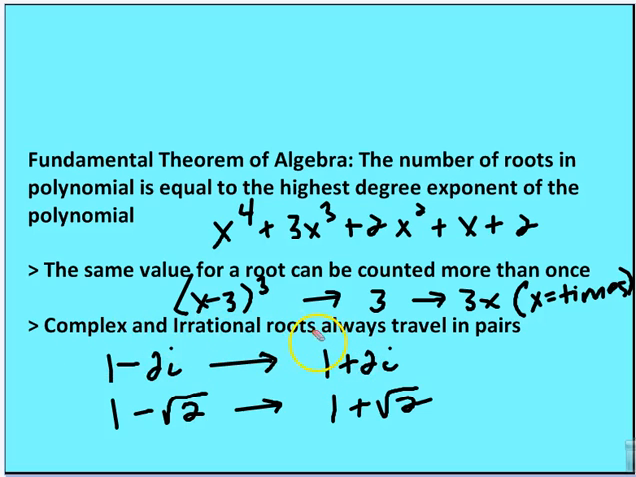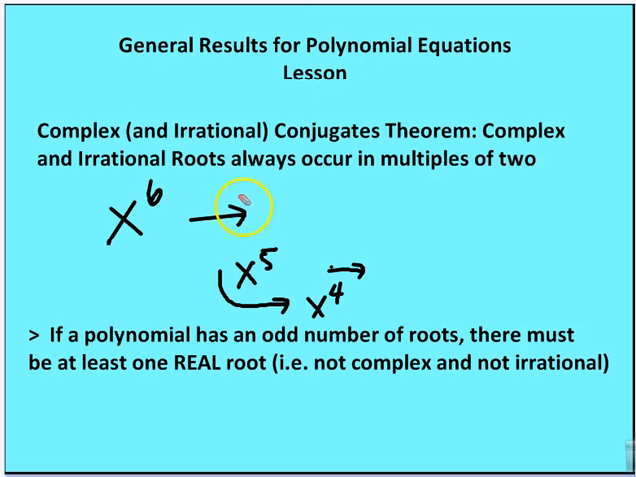So complex and irrational roots in polynomials always travel in pairs. If 1 minus 2i is a root, then we know that 1 plus 2i is a root. If 1 minus root 2 is a root, we know 1 plus root 2 is a root. All right, so let's talk about the complex and irrational conjugates theorem. It says that irrational and complex roots always occur in multiples of 2.